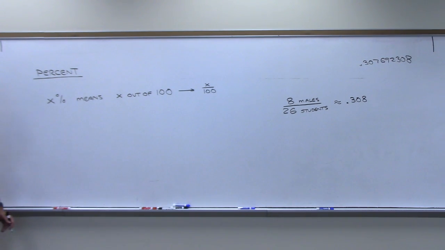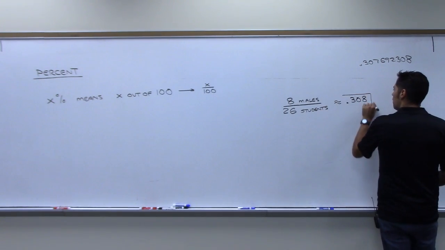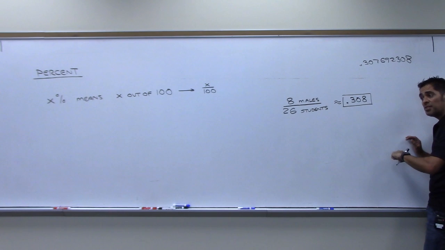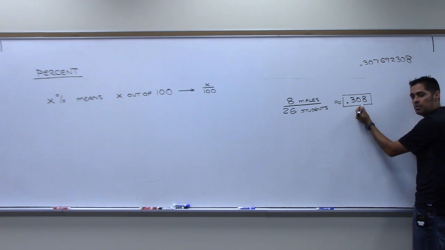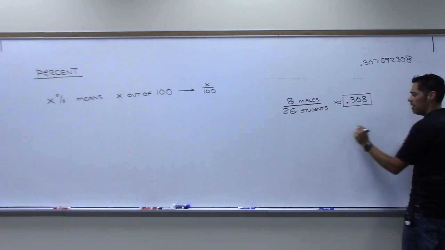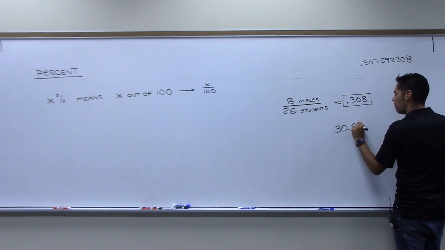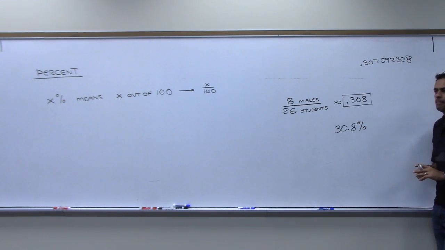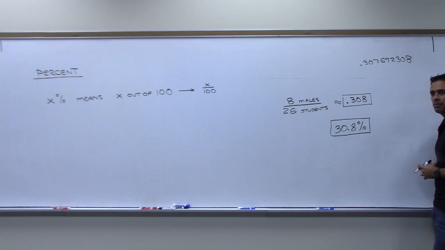30.8%. So what we need to remember about percentages is that if you have a decimal, to convert it to a percent, all you do is take the decimal point and move it to the right 2 places. Do you all remember ever seeing that? Okay, so move that to the right, we get 30.8%. That's the percentage of males in this class, all right, 30.8%.